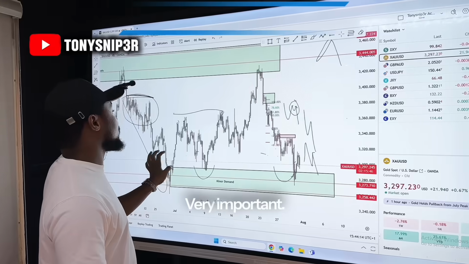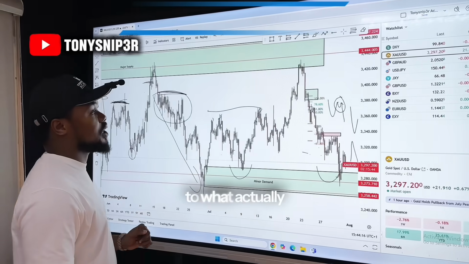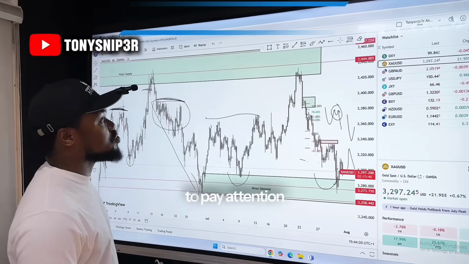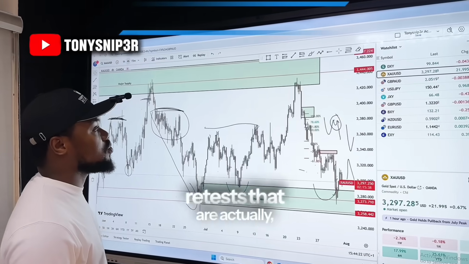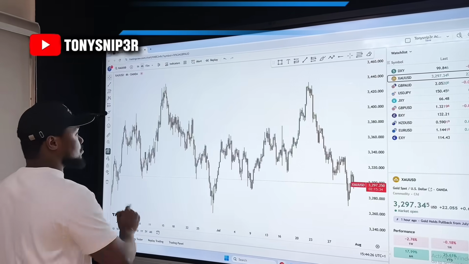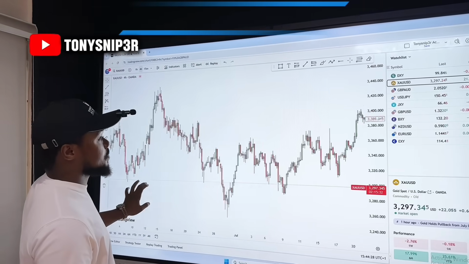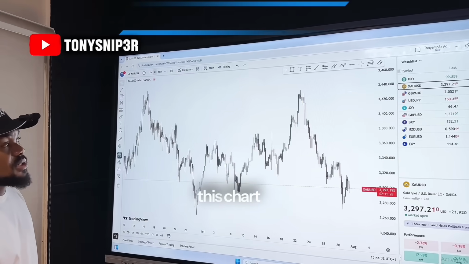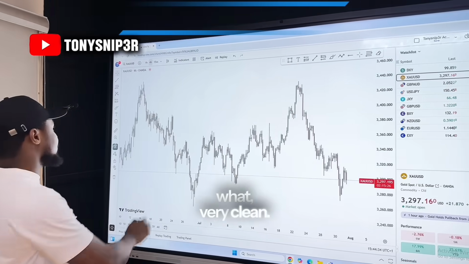Very important. I want you guys to pay attention to what actually happened here. Now there are some break and retests that you want to pay attention to, and there are some break and retests that are actually very dangerous. Let's take everything out. Now if you take everything out, you can clearly see that this chart is very clean.